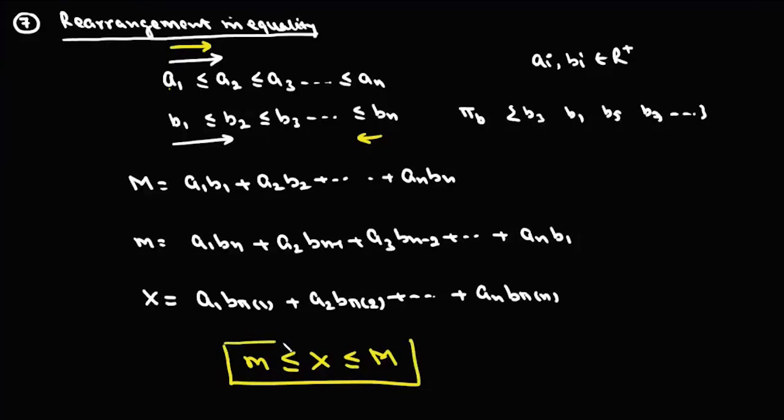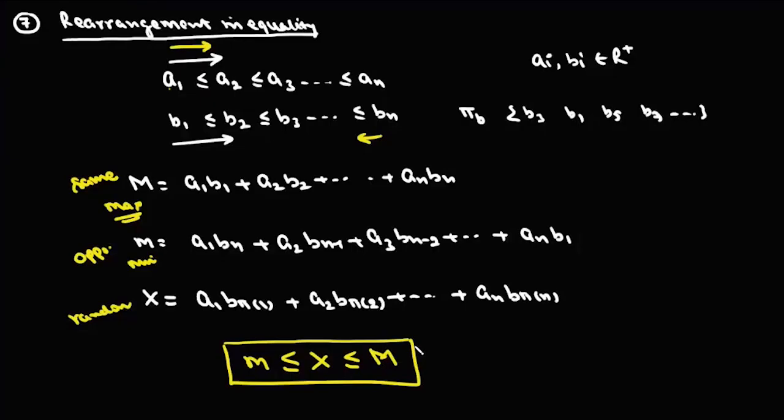And that's a rearrangement inequality. So the sum of products of corresponding terms will be maximum if we are multiplying and adding them in the same order, and it will be minimum if we are multiplying and adding them in opposite order, and for any random multiplication it will always lie between the minimum and maximum value. So this is how we are going to use rearrangement inequality.